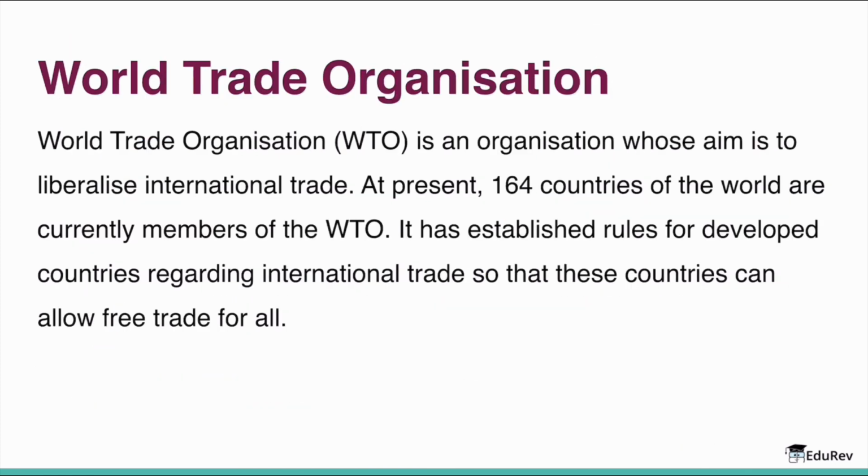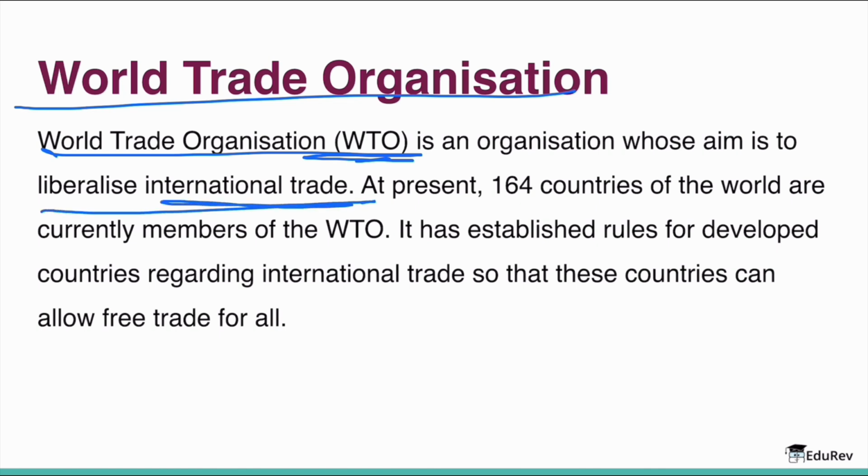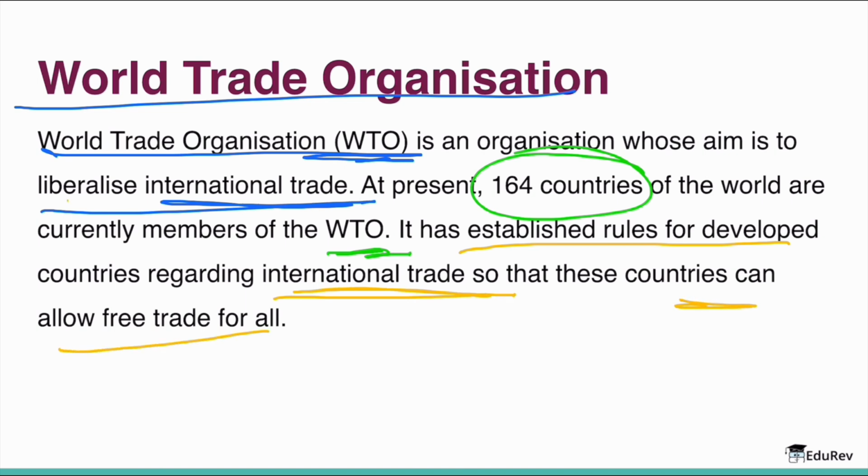So let's move forward. World Trade Organization, that is WTO. So what exactly is the World Trade Organization? The World Trade Organization, or WTO, is an organization whose aim is to what? To liberalize international trade. At present, 164 countries of the world are members of the World Trade Organization. It has established rules for developed countries regarding international trade so that these countries can allow free trade for all. So what exactly is the World Trade Organization? You can say it's a supreme body which is responsible for trade at the international level, which oversees and regulates trade at international levels.